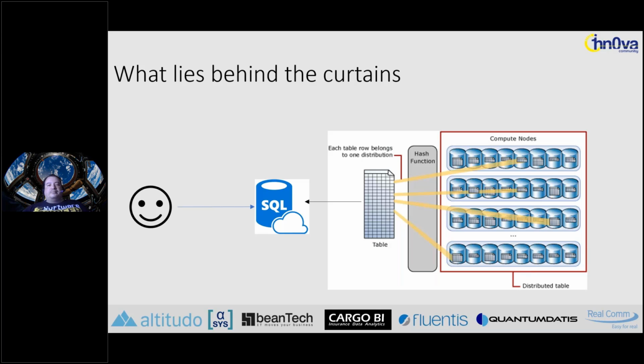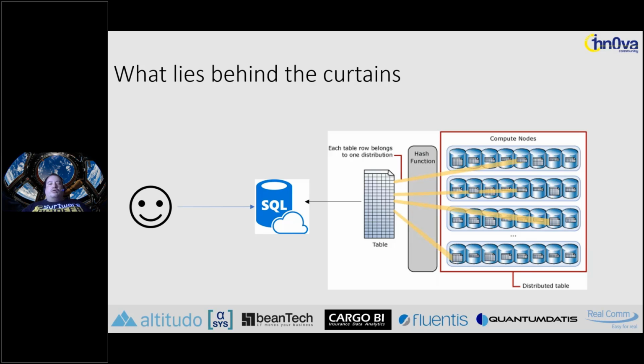Each table in this database is not really a single table. Each table is broken down into many pieces, and these pieces are called distributions. The way the records are broken down into these pieces depends on configurations that we make. We need to configure that, and the configuration that we make totally impacts the performance of the queries. We need to choose the correct distribution configuration for each table. And the distributions will be distributed among the compute nodes.